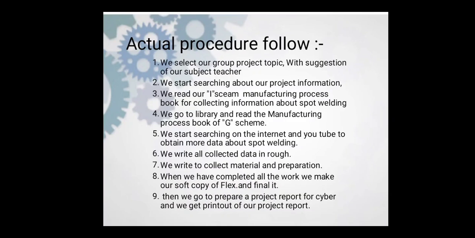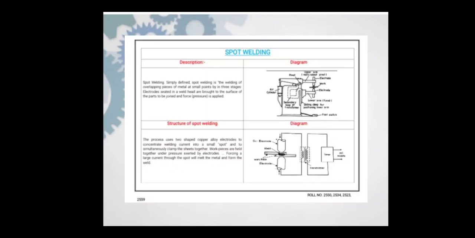We wrote all the collected data in rough. We collected material and prepared. When we had completed all the work, we made our soft copy and flex and finalized it. Then we prepared a project report at a cyber cafe and got a printout of our micro project report. In this slide, you can see the soft copy of our flex, where the description and its diagram were indicated, and the structure of spot welding and its structural diagram were shown.